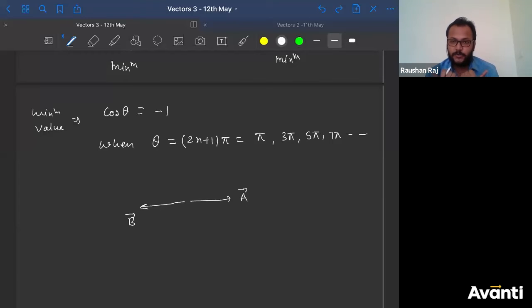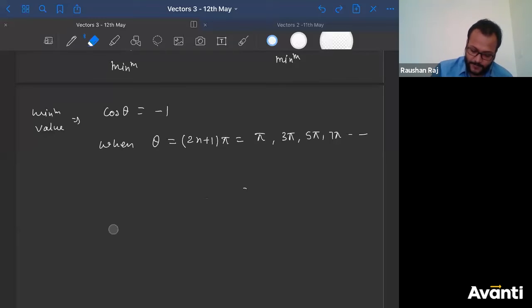Opposite to each other. The direction is what? Opposite to each other. Do we know the magnitude? We don't know whether they are equal or not. But what is the direction? Direction is opposite to each other. So what will I say here?